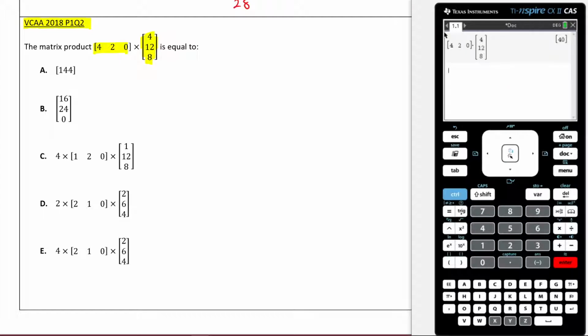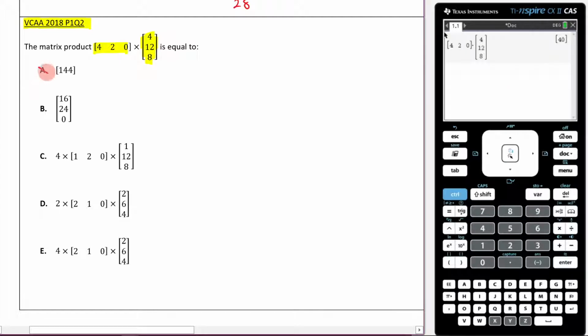So which of these can we immediately eliminate? Well, it can't be A, because this is 144. It also can't be B. We know it can't be B because the order is wrong, right? Because if this is a 1 by 3 matrix, and this is a 3 by 1 matrix, we know that the order of the product has to be a 1 by 1, so we can also get rid of that. But then how do we figure out if it's either of these?